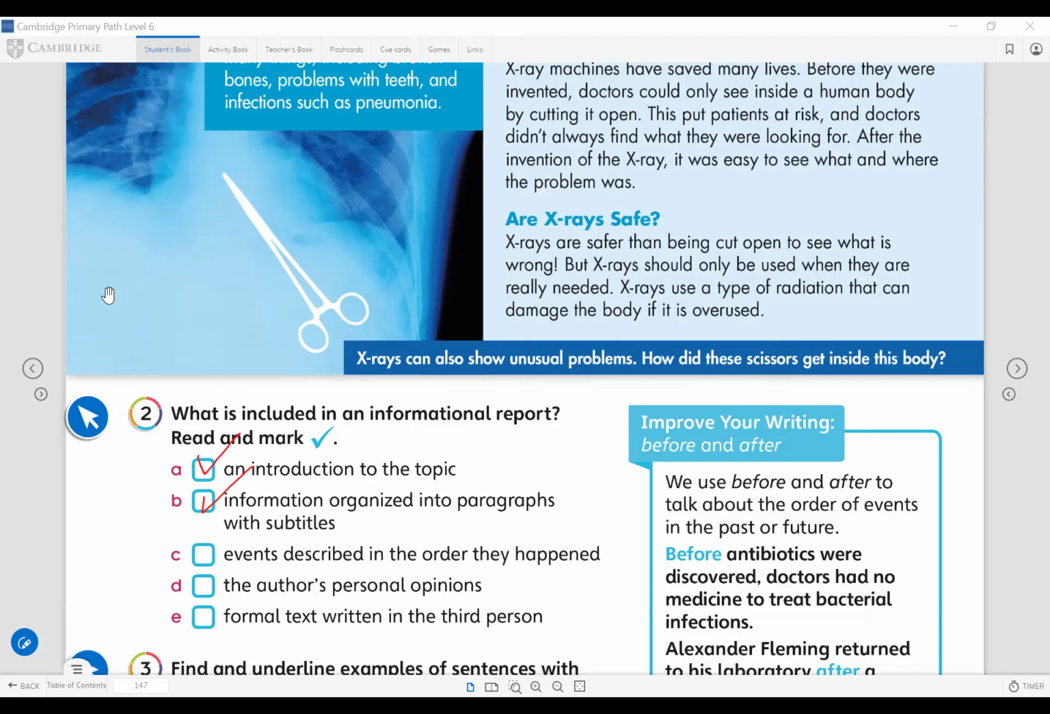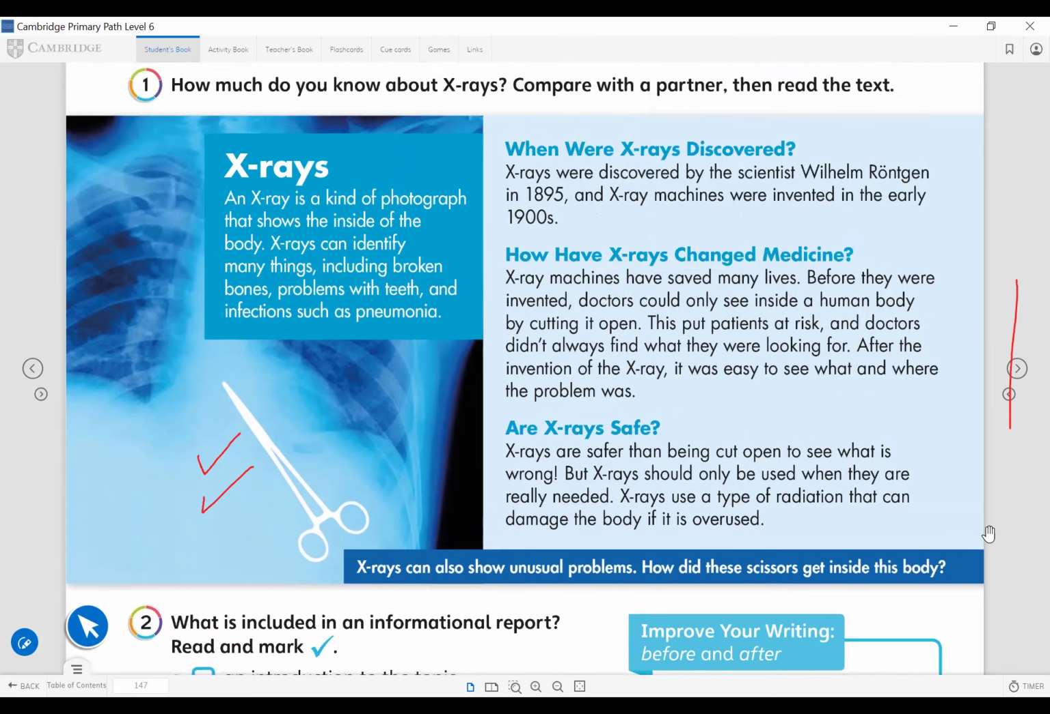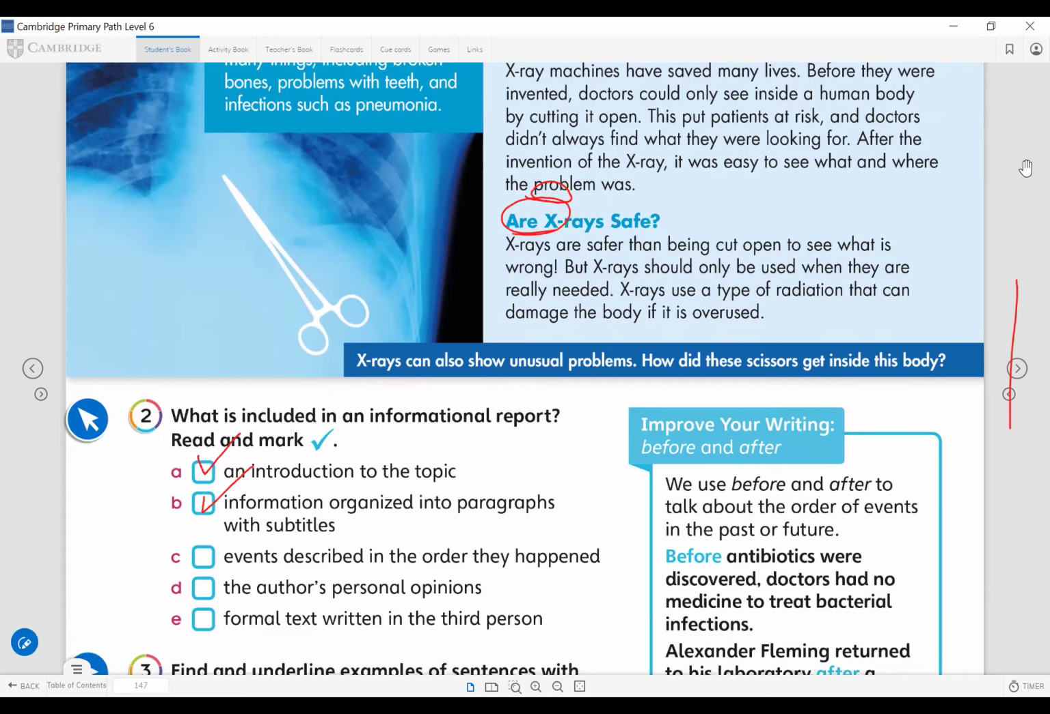Events described in the order they happened. Do we have an order of events here? Is there an order? Is there or is there not? Let's look. Yes, there is: 1895 and then 1900s. That's correct. So yes, we have events described in the order they happened. The author's personal opinions. Do we have a personal opinion in this report? No. Very good. We don't have a personal opinion.